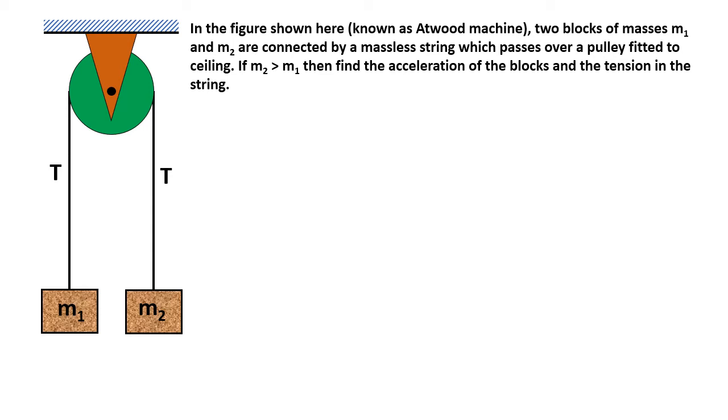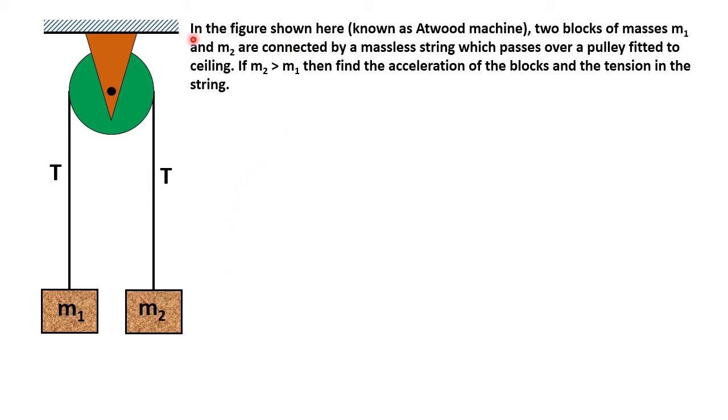Hello students, this is a question of Atwood machine. In this arrangement you can see there is a pulley which is connected to the ceiling and a thread is passing over the pulley, and on the two sides we have two blocks of masses M1 and M2.